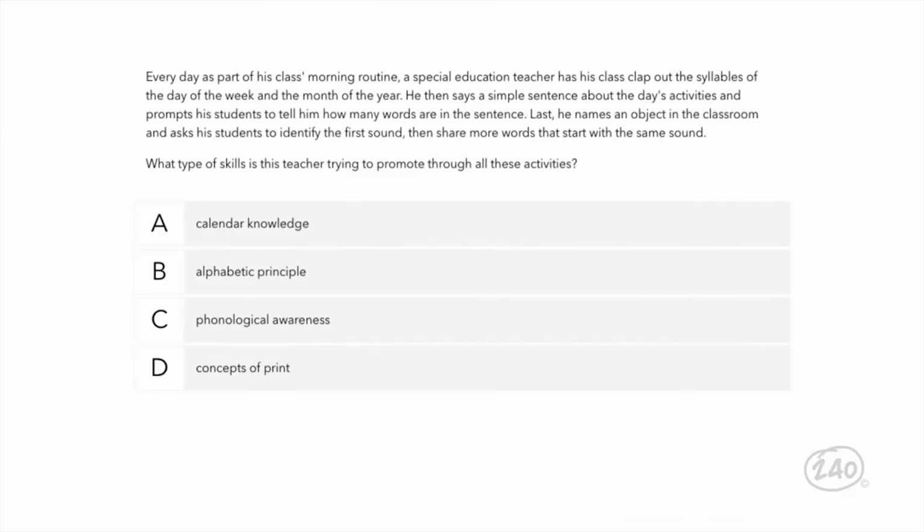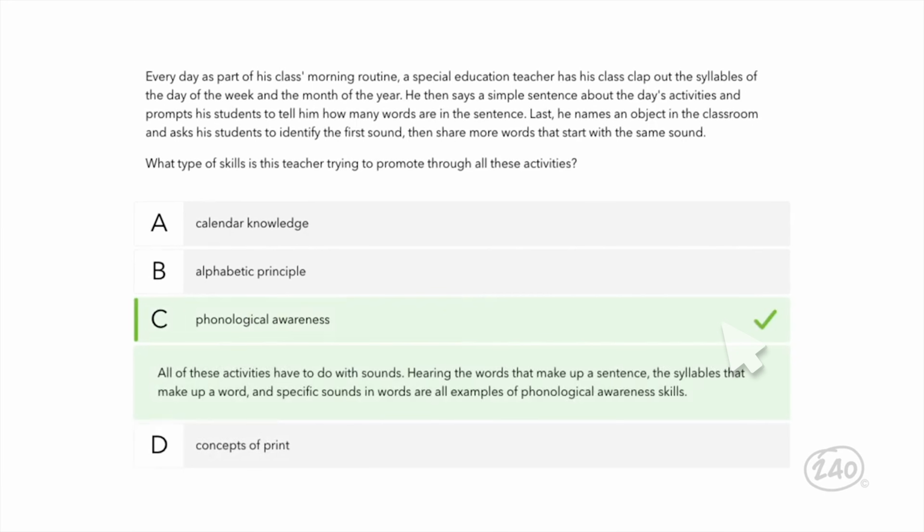Now, let's see one from the ELA section. Every day, as part of his class's morning routine, a special education teacher has his class clap out the syllables of the day of the week and the month of the year. He then says a simple sentence about the day's activities and prompts his students to tell him how many words are in the sentence. Last, he names an object in the classroom and asks his students to identify the first sound, then share more words that start with the same sound. What type of skills is this teacher trying to promote through all of these activities? All of these activities have to do with sounds. Hearing the words that make up a sentence, the syllables that make up a word, and specific sounds and words are all examples of phonological awareness skills.